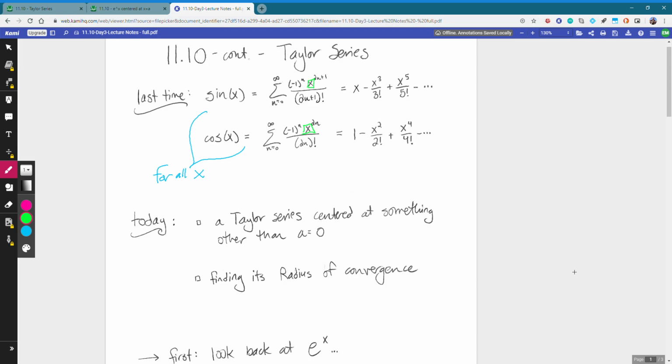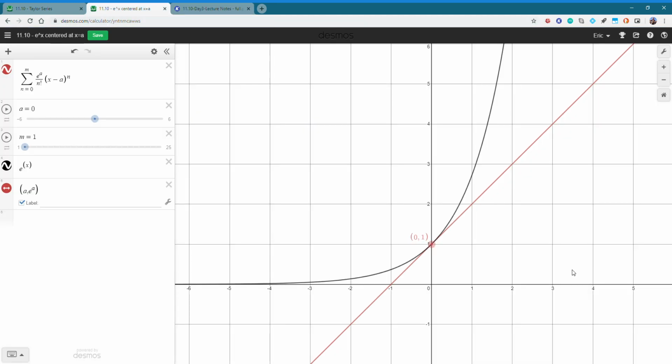But today, I want to look at computing a Taylor series with a center that's something other than just 0. And then we'll look at finding its radius of convergence. But to start, let's look back at e to the x. This is a function that we found its Taylor series centered at 0. Remember that we call such a thing a Maclaurin series. Let's use that as somewhere to bounce off of in terms of what it looks like to have a Taylor series with a different center.